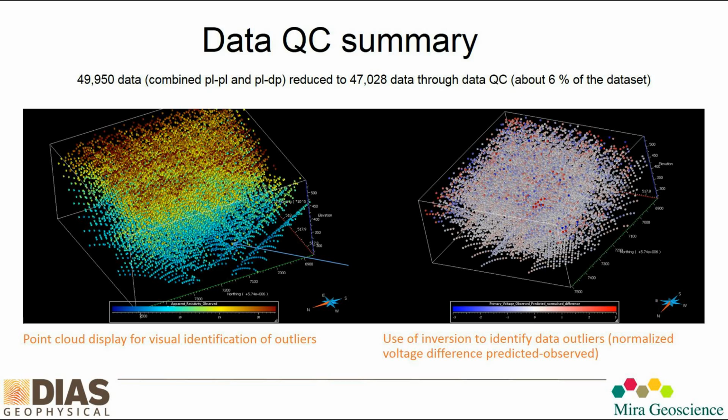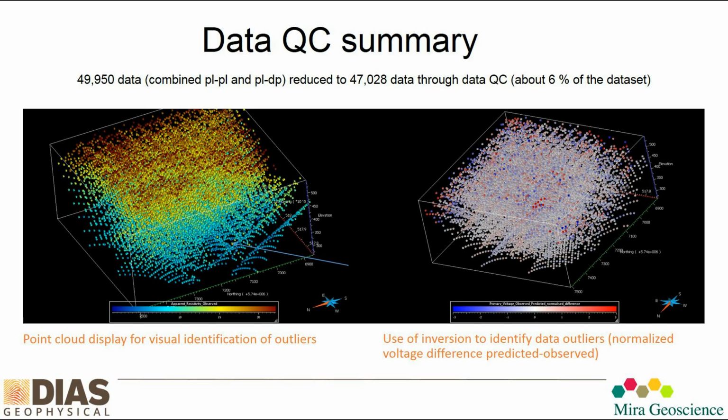So 49,950 data points, that's both the pole-pole and pole-dipole data sets, came out of that nulling process. And these data were further reduced to about 47,000 through some other QC parameters, identifying and removing visual outliers, inversion outliers as well. And it's about 6% of the data set.